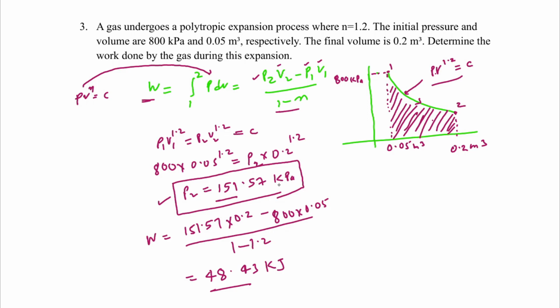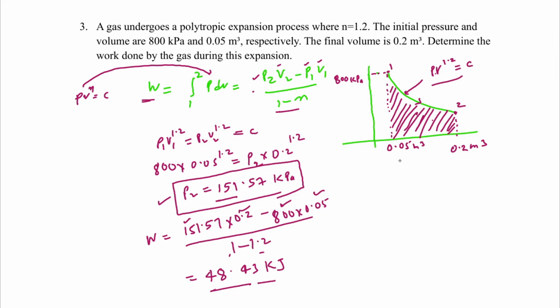P2 we will get 151.57 kilopascal. Then we put these values in here. This is P2, this is V2, this is P1, this is V1, and this is 1 minus n. So we will get 48 kilojoule, because pressure is in kilopascal, so the answer comes in kilojoule.